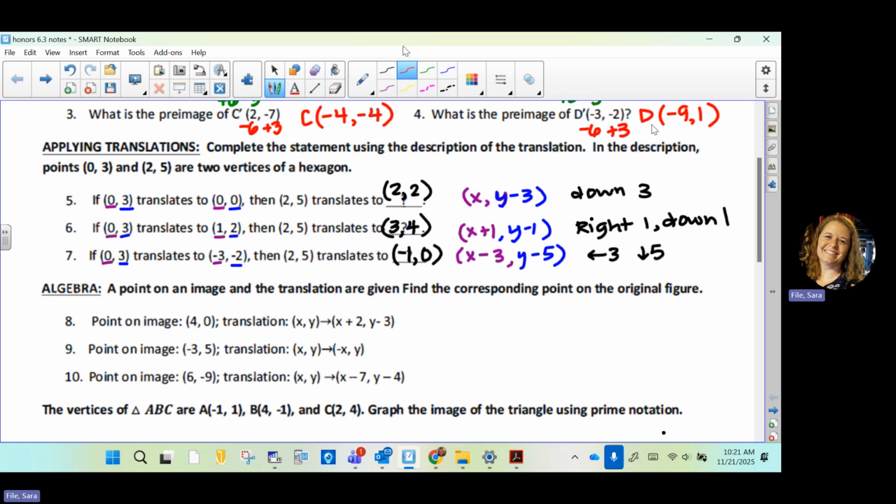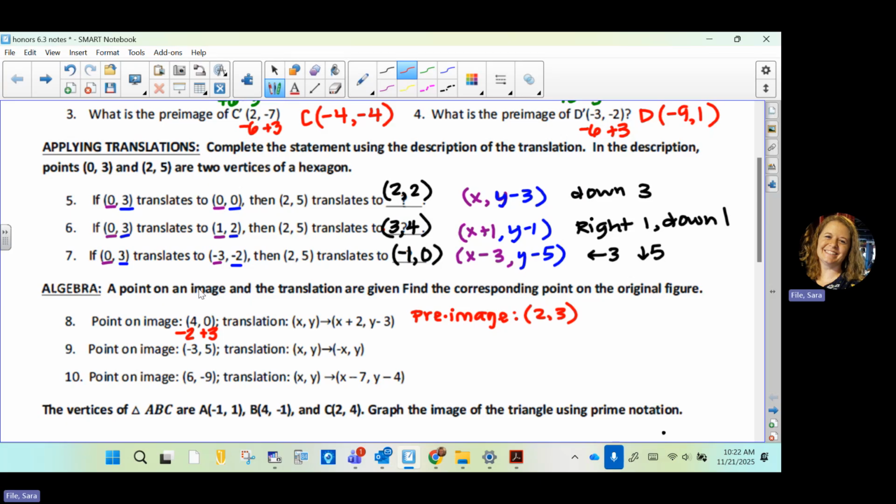Okay, so to get to 4, 0, they added 2 to the x. So I'm going to have to subtract 2 from the x. They subtracted 3 from the y to get to 0. So I'm going to have to add that 3 back in. So that means the pre-image was at 2, 3. So it started at 2, 3. This rule was applied and it took us to 4, 0.